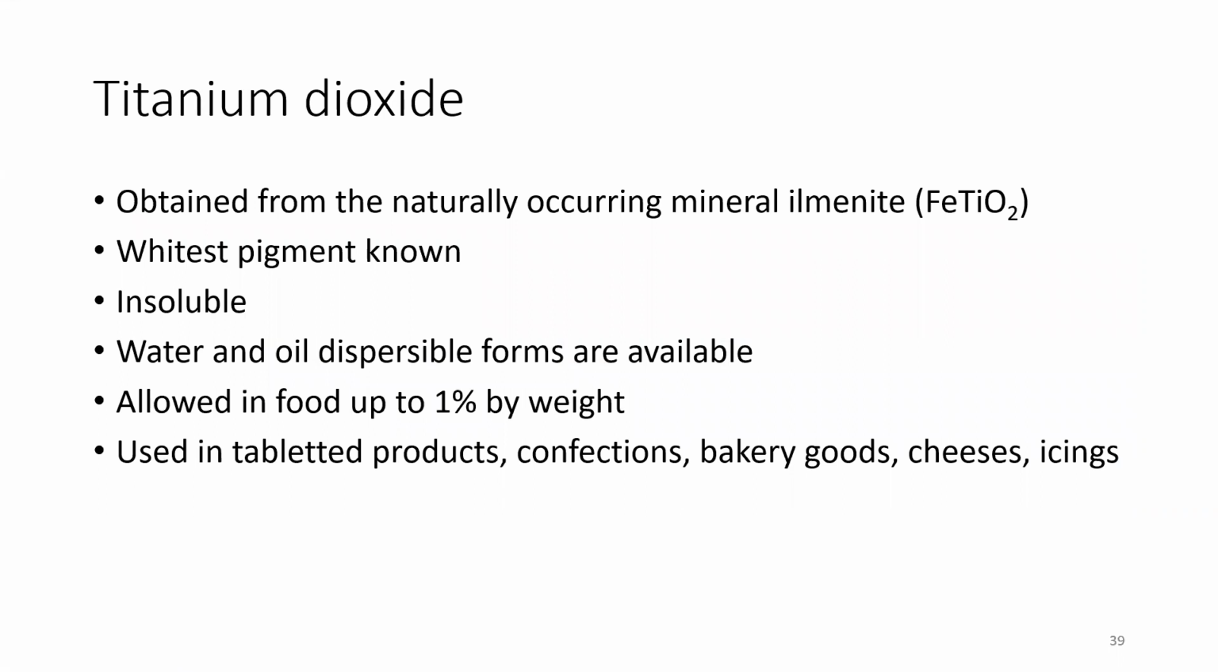Titanium dioxide is a pigment for giving things a white color, whitening things. It is a mineral, naturally occurring. It is not soluble, so it has to be mixed with a suspending agent, either to be dispersed in water or oil. It could be some kind of polymer, could be starch, something that is going to help it suspend. And it's used in a lot of products just to make them look white.